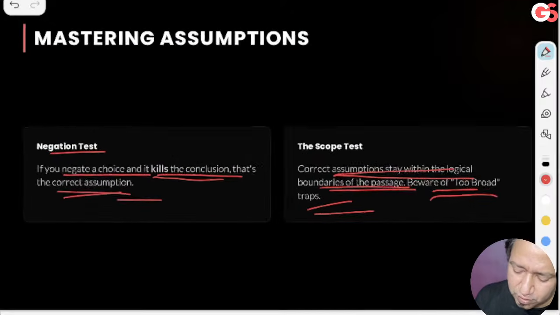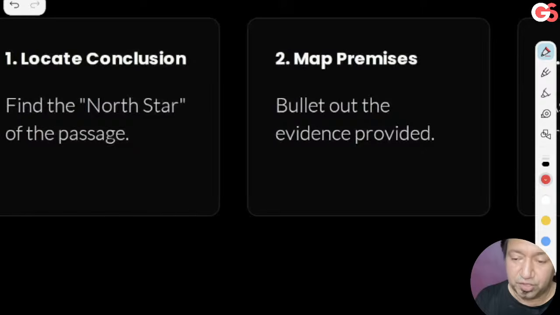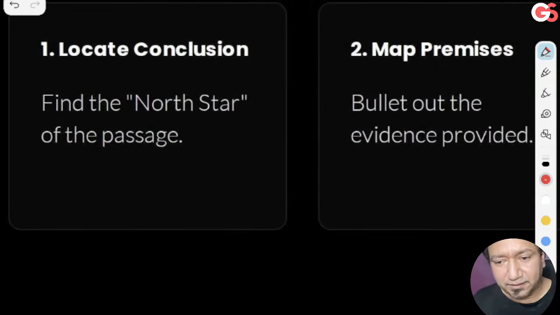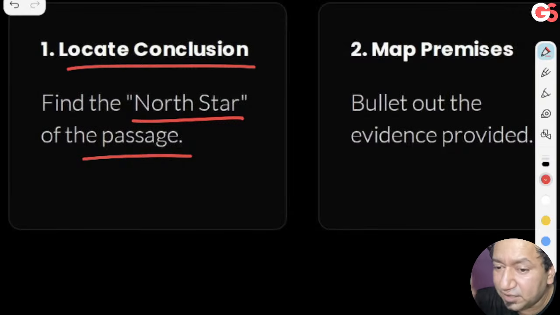Chalo, let's go ahead. The CAT strategy framework. So how do you solve a question based on this? First is locate conclusion. Find the north star of the passage. North star मतलब conclusion की बात हो रही है. So conclusion, अब मैंने बोला conclusion can be every passage, every paragraph can have a conclusion. Yeah, Vanshaj. Every paragraph can have a conclusion, and then in the end there'll be a main conclusion. So you have to locate the conclusion first of all. That is the framework, first step is this.